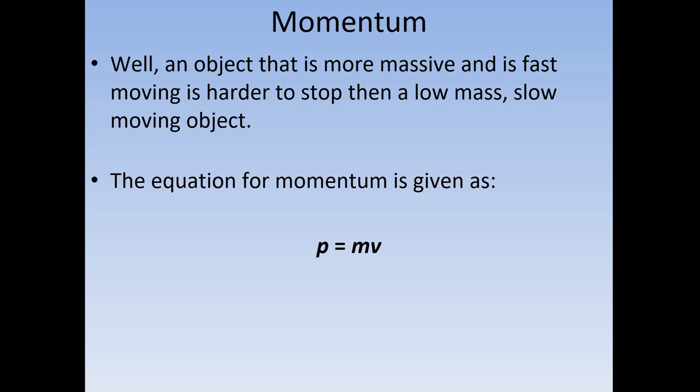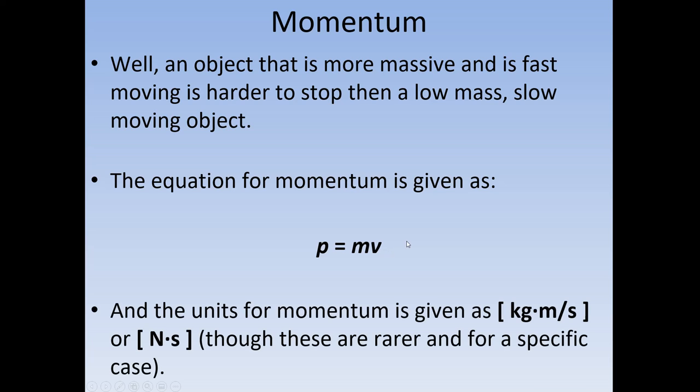That actually leads us to the equation p equals mv. So p is going to be our symbol for momentum. m represents the mass, and v represents the speed. Now, there's no derived unit, no shorthand unit for momentum. It's just kilograms times meters per second, or in some cases can be Newton times seconds.